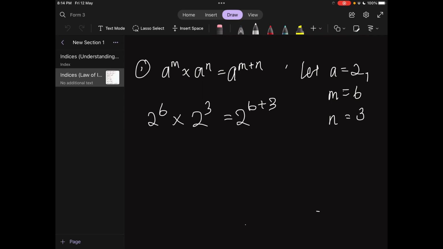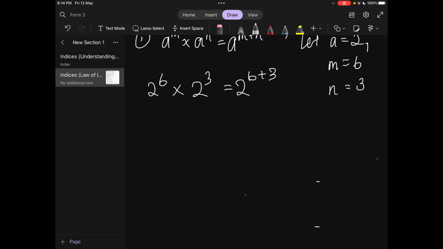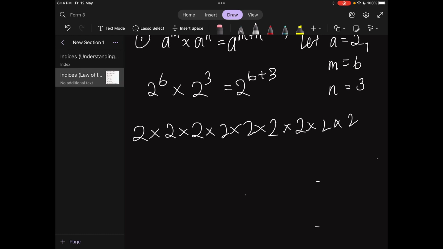So here we have 2 to the power of 6 times 2 to the power of 3, and it equals 2 to the power of 6 plus 3. To give a visual explanation, let's write out what 2 to the power of 6 is. It's just 2 multiplied by itself 6 times. 2 times 2 times 2 times 2 times 2 times 2. And then what is 2 to the power of 3? It's just 2 times 2 times 2. So if you count the number of 2's that we have right here, we will get a grand total of 2 to the power of 9, which is the same as 2 to the power of 6 plus 3.